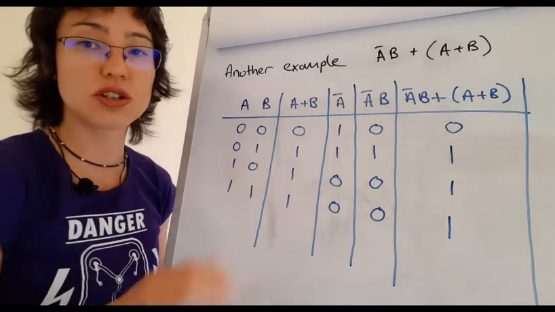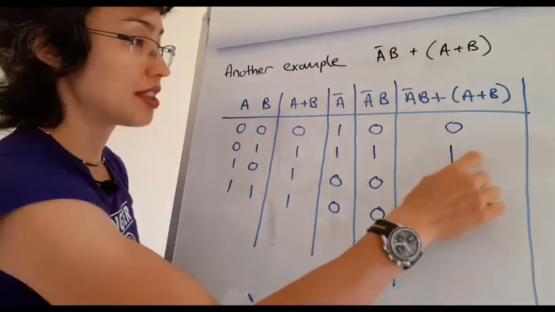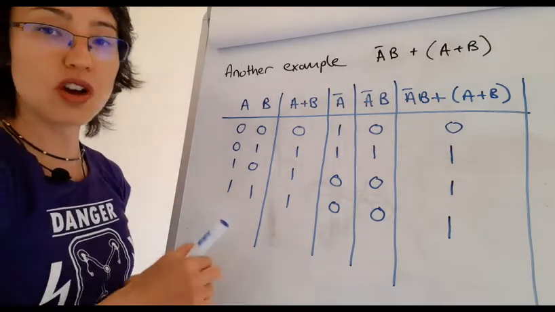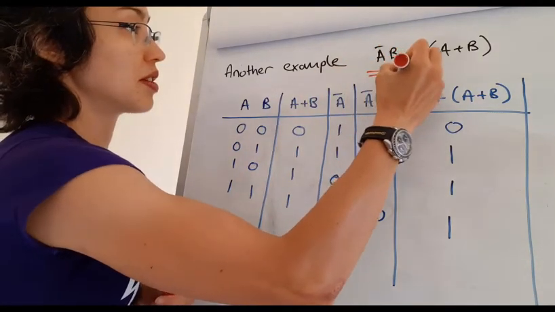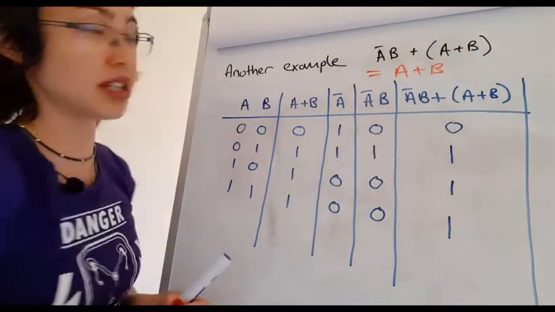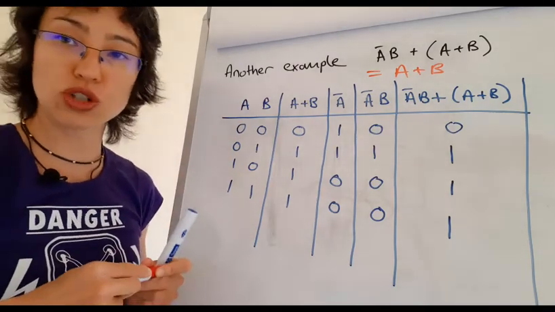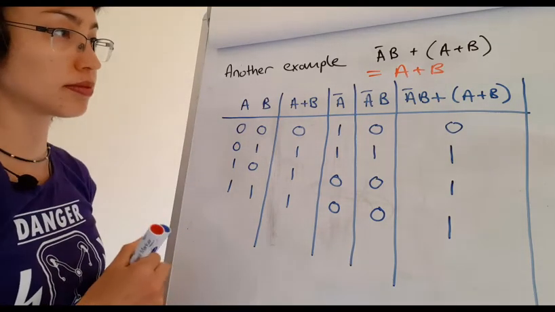So in this case, you can use the truth table to see immediately this column is actually the same as this one. So you already know just from looking at this that this is going to be equivalent to A plus B, A or B. And we can also calculate that to make sure using Boolean algebra. So let's just make sure.